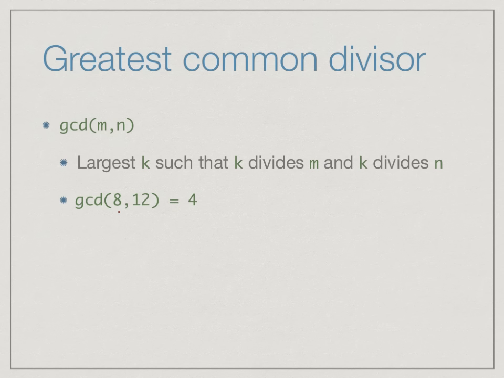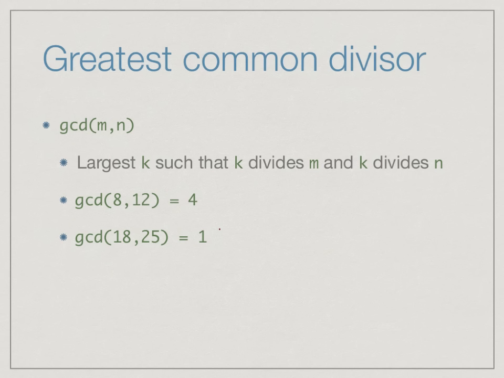For instance, if we look at the numbers 8 and 12, then we can see that 4 is a divisor of 8, and 4 is also a divisor of 12. Another divisor of 12 is 6, but 6 is not a divisor of 8. If we go through the divisors of 8 and 12, it's easy to check that the largest number that divides both 8 and 12 is 4. So GCD of 8 and 12 is 4.